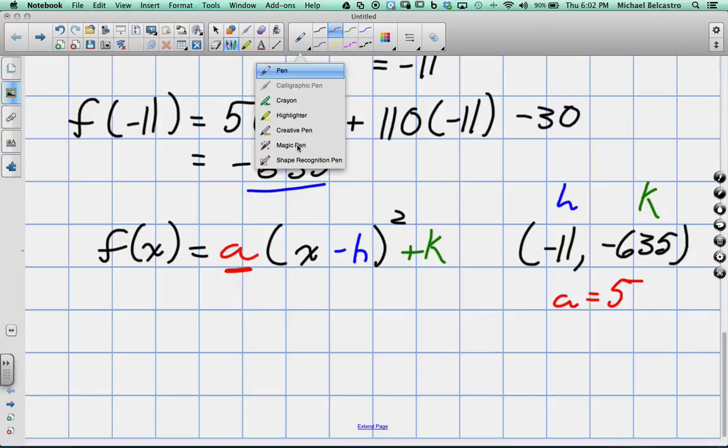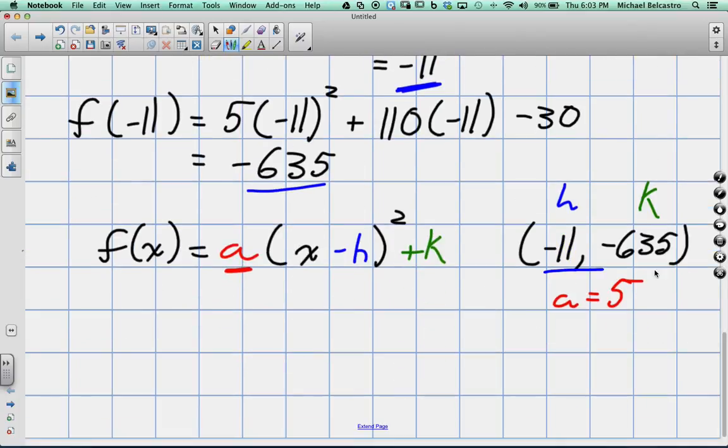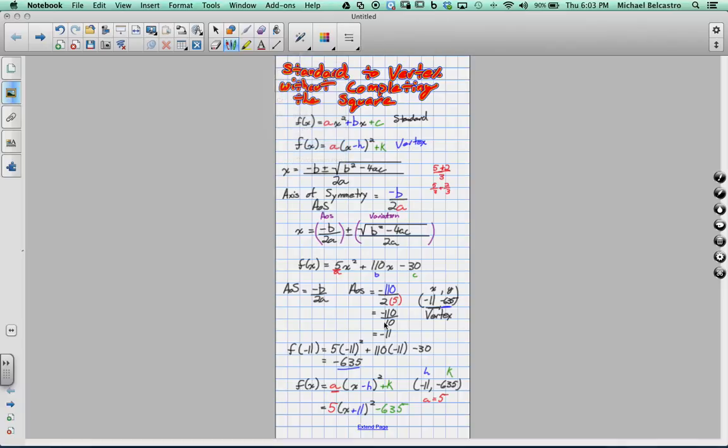So all we needed to do was plug our information into this little formula, get the x value of the vertex, plug that back into the standard form to get the y value, and then plug our vertex into vertex form. So our vertex form is 5 times x minus negative 11, which becomes plus 11, squared, and then our k value is minus 635. Okay, so we've just changed standard to vertex form without actually having to complete the square.